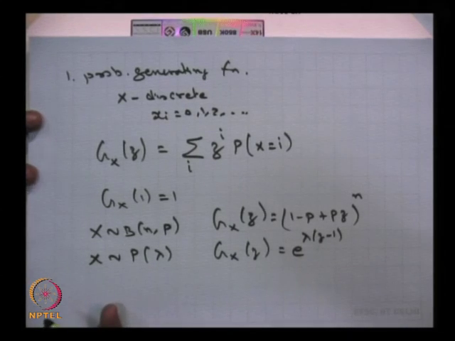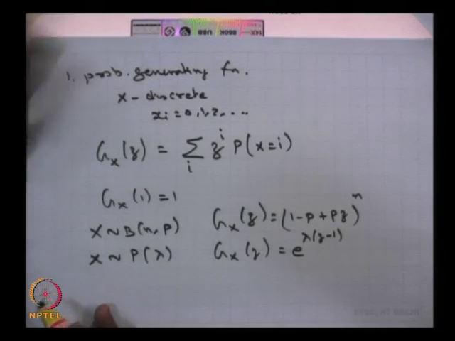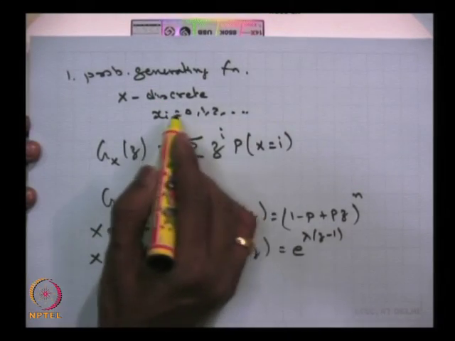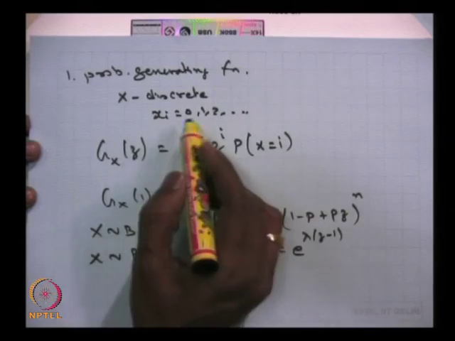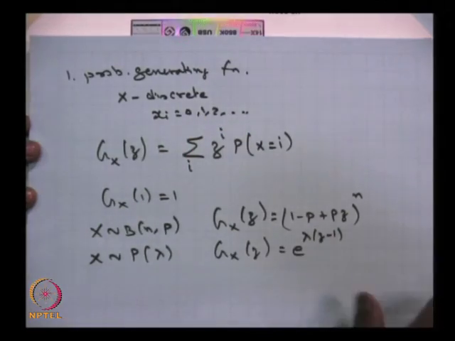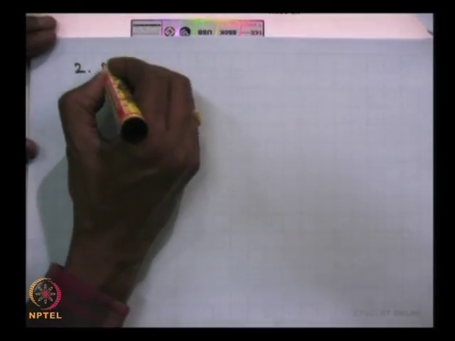So, like that you can find out a probability generating function only for a discrete type random variable, with the possible values being countably finite or countably infinite, 0, 1, 2 and so on. The next generating function which I am going to explain is the moment generating function.